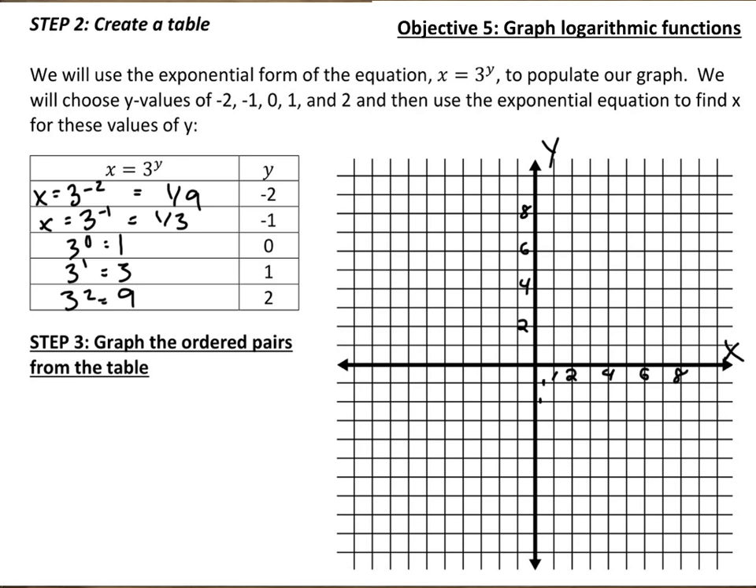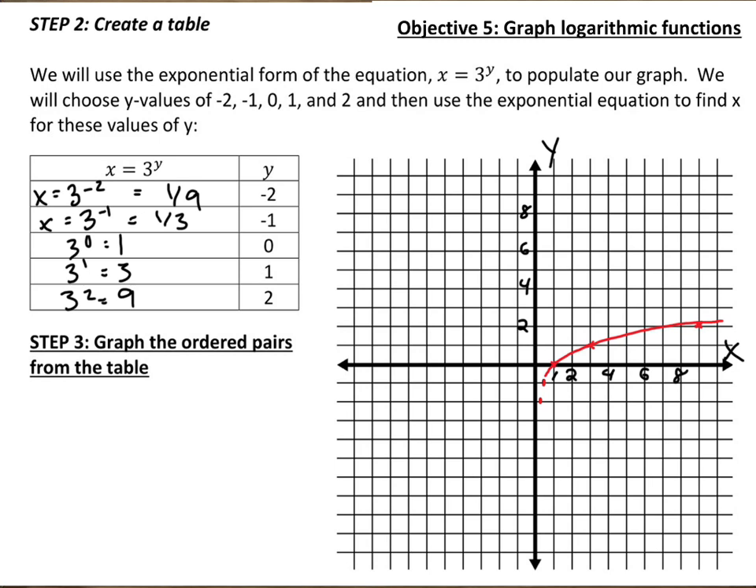Okay, when x is equal to 1, that's right here. When x equals 1, y equals 0. So let me put these in a different color so they're much more obvious and they stand out better. So here we go. Okay, then we have a point there. Okay, then we have a point 3, 1. That's right here. Then we have a point 9, 2. That's right there. So we actually have enough points to sketch our curve. So let's go ahead and do that.